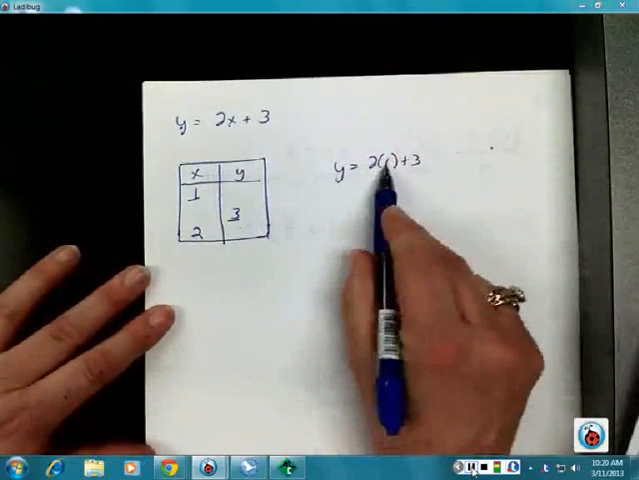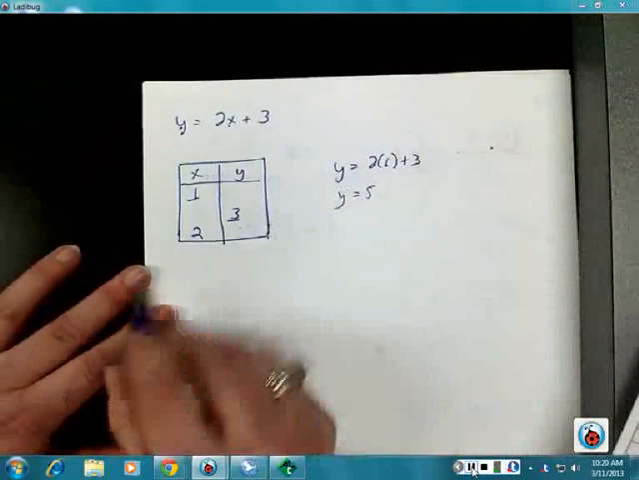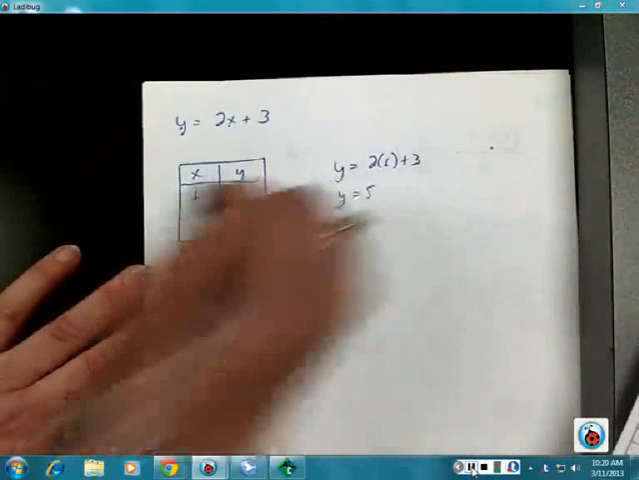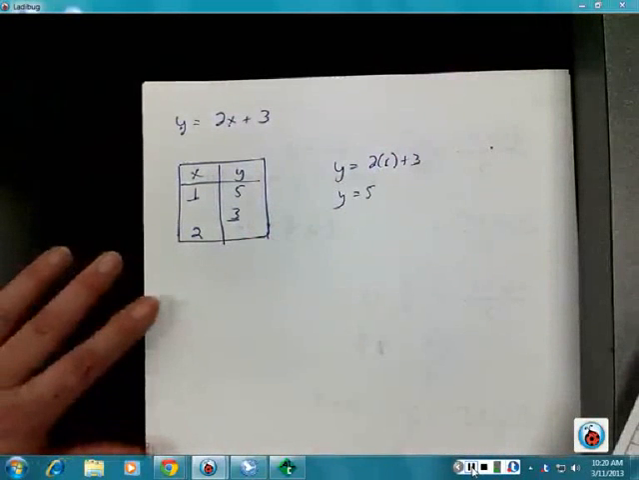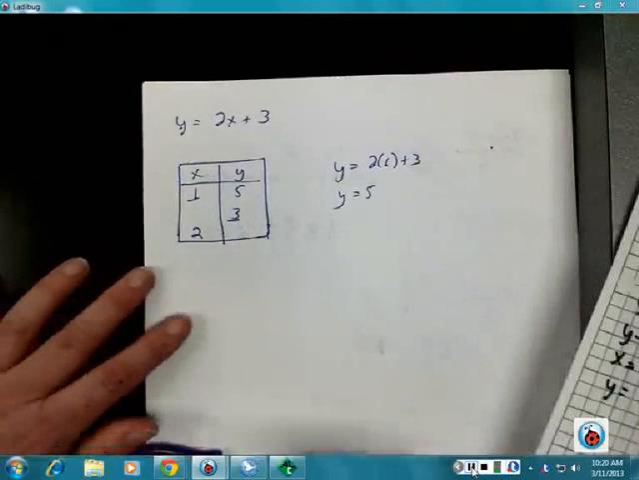So 2 times 1 is 2, plus 3 is 5. So when x is 1, y is 5. What is the next one? When y is 3. So that means 3 has to go in here.